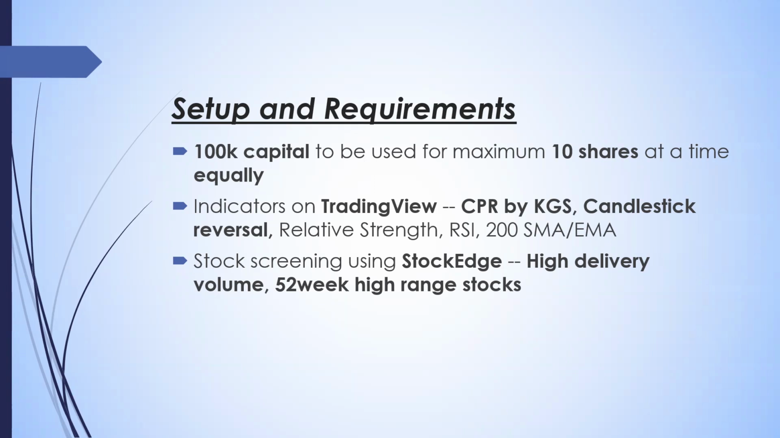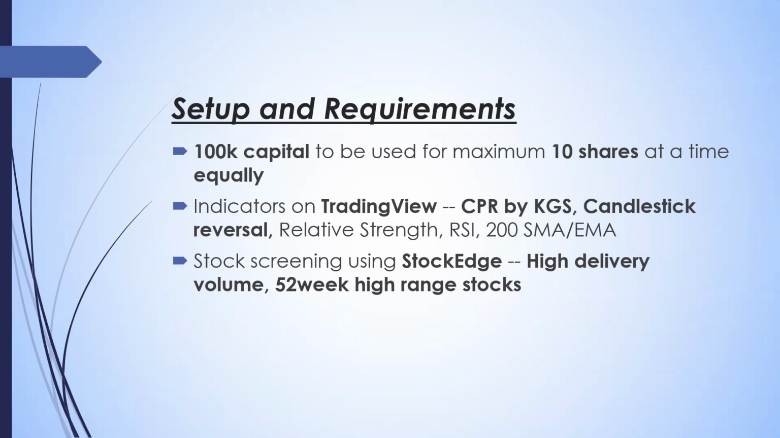And the indicators I'll be using are mainly CPR by KGS, which is a CPR indicator available on TradingView, and then this Candlestick Reversal indicator. And the other two, I'm still not sure if I'll be using or not, because I'm still studying these indicators. One is relative strength, then RSI, and this is normal 200 days. We can use simple moving average or exponential moving average.